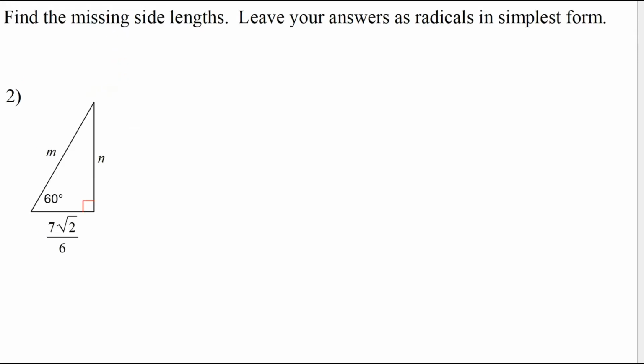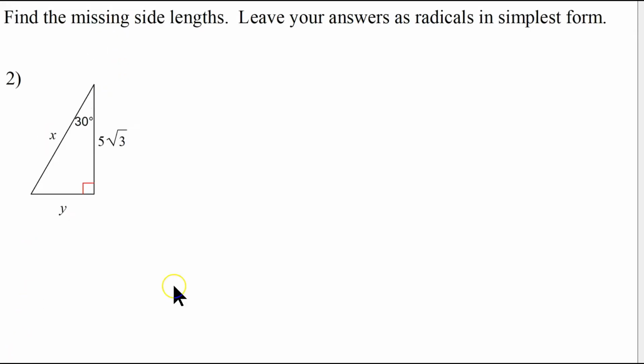So another one. Alright, this one they give you 5 radical 3. This is the longest side, so the shortest side is 5. Hypotenuse is twice as big as the shortest side, 10. X is 10, Y is 5.